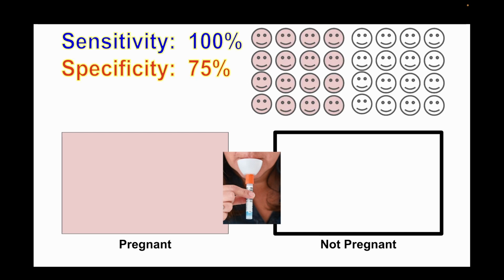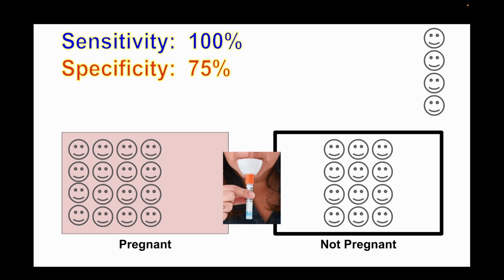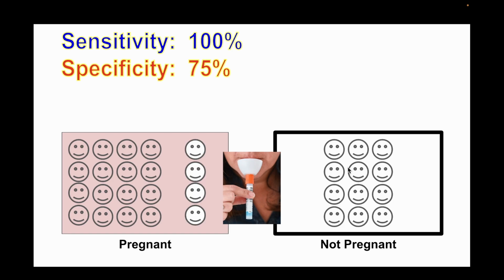Let's say we know the statistics of a test, which are written up here. What does the sensitivity of 100% look like? It means 100% of the people with the condition who are pregnant are in the positive test result category. Now, what does the specificity of 75% look like? It means 75% of people without the condition who are not pregnant are in the negative test result category. And unfortunately, that means the remaining 25% of them are in the positive test results category.